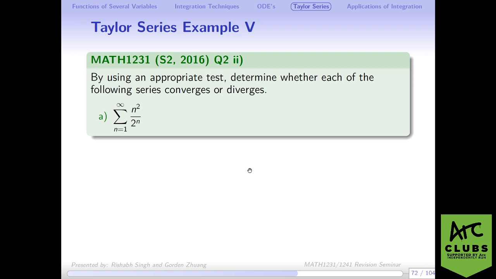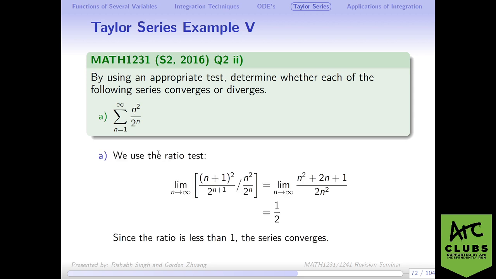So using an appropriate test, determine whether the following series converges or diverges. For part A, we have this sum n squared over 2 to the n. Now when we have some power 2 to the n, that looks nice for a ratio test. So we try the ratio test, and also by inspection we can see that these terms are positive, which means we can use the ratio test.